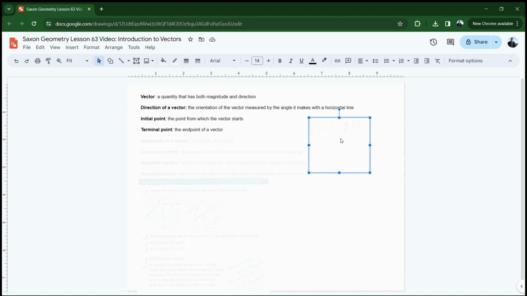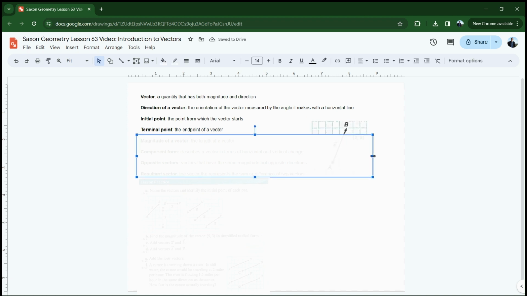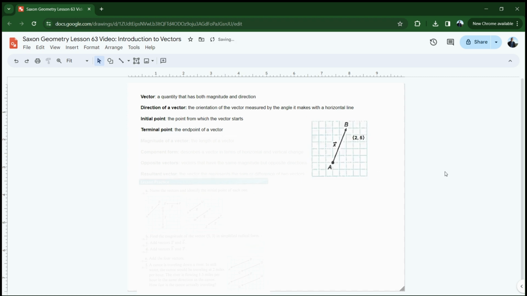At this point, why don't we take a look at what a vector looks like? This here is an example of a vector. Notice that we have a starting point A, an ending point B, and then my vector goes from A to B. The notation for a vector looks like this. If I name my vector, I'm going to call it X, but I'm going to put a little half arrow above it. Okay, so this is vector X. That's how you read that. And then we're going to learn what this little notation over here means in just a second.